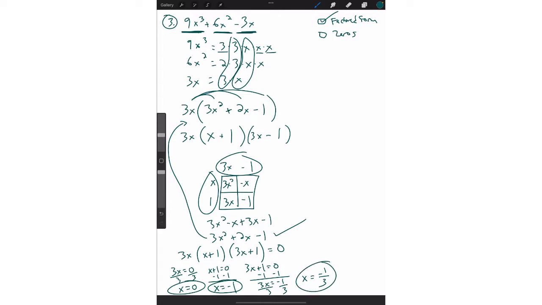You can't just have one of the answers. Like you can't just say, all right, x is equal to 0, I'm done. That's not going to work, okay? So make sure when you go through to find the zeros that you're doing each and every one: 3x, x plus 1, 3x minus 1, and doing each of those. So we've found all the zeros for that problem, and that was number 3.